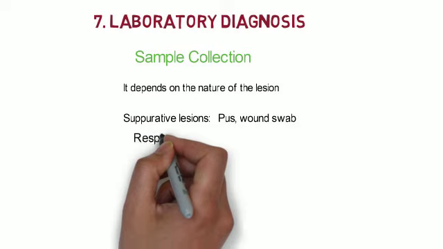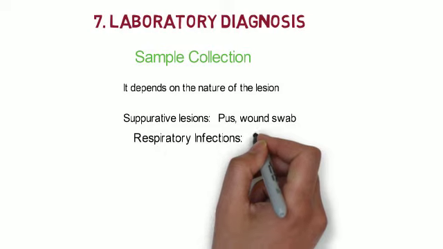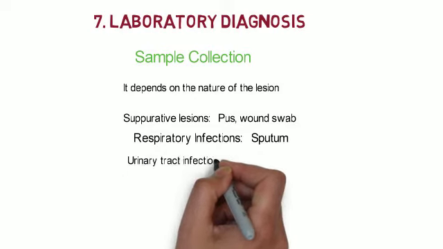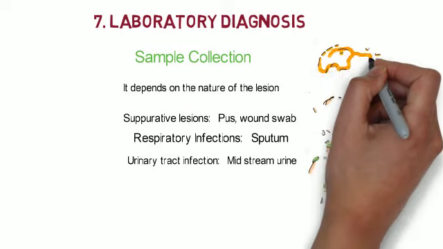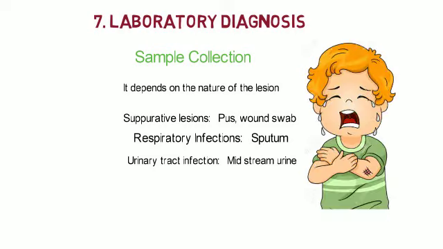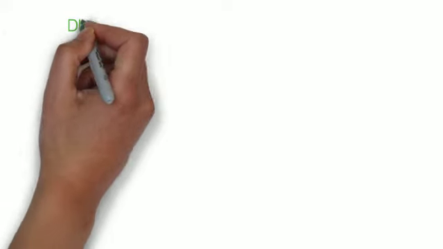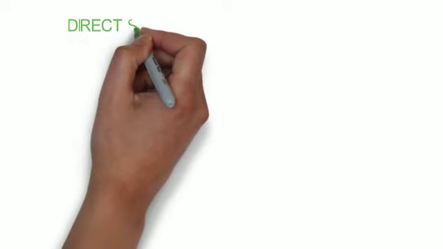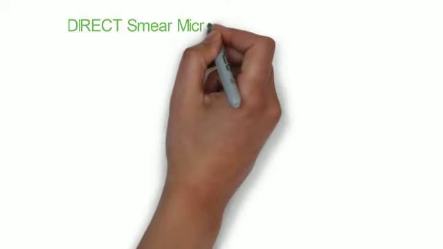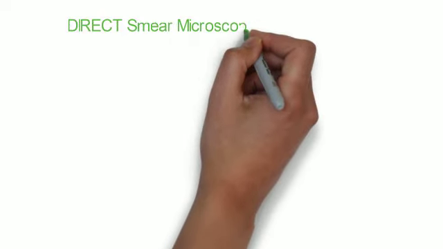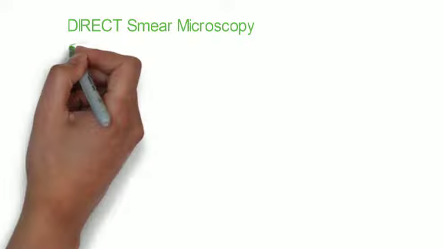Laboratory diagnosis. Sample collection depends on the nature of the lesion. Direct smear microscopy. Gram staining of pus or wound swab reveals pus cells with gram-positive cocci in clusters. However, direct microscopy is of no value when S. aureus is a part of normal flora in the sample.